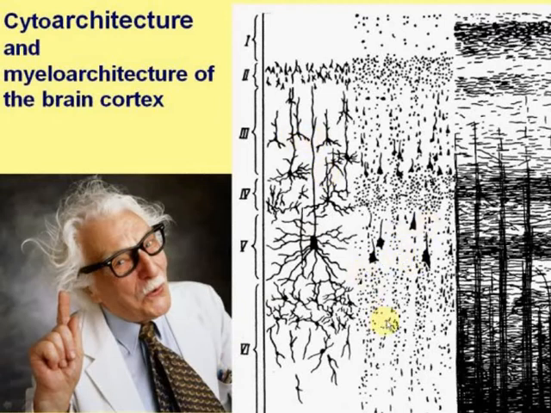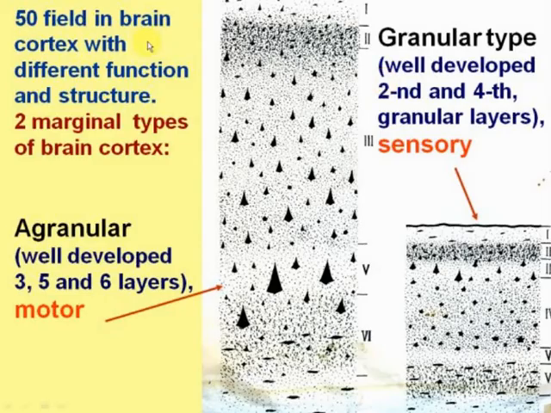Cytoarchitecture is the specific organization of neurons, and myeloarchitecture is the specific organization of nerve fibers, pathways. There are 50 fields in the brain cortex. They have different function and structure. In all regions, the grey matter consists of 6 layers, but their structure varies from field to field.